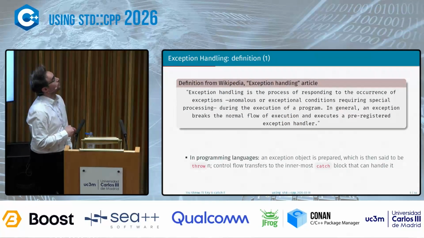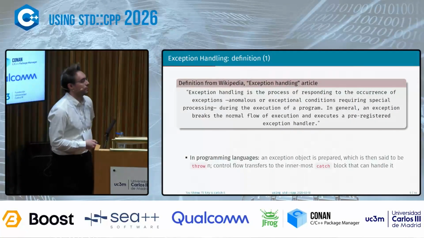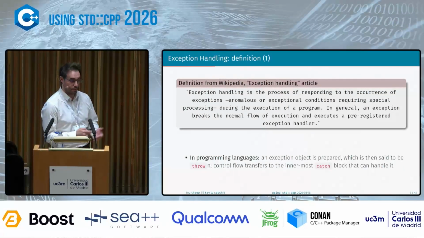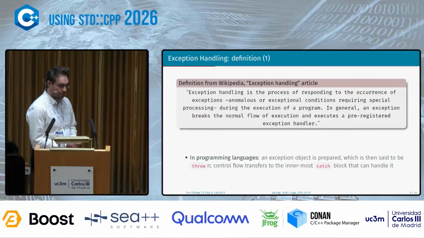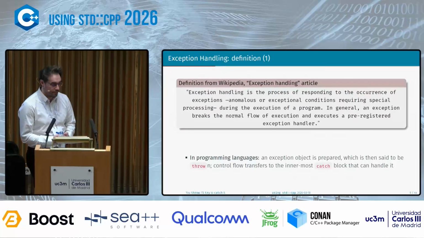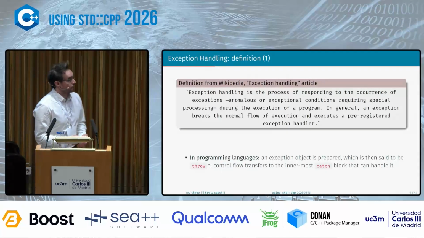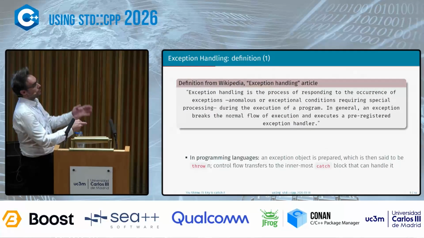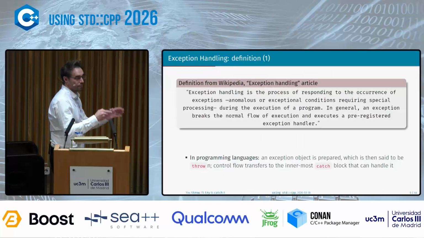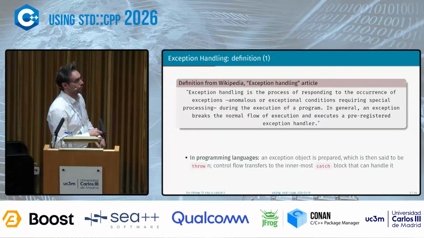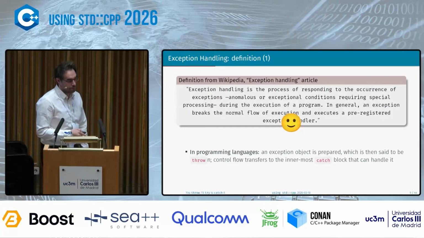So let's start with the introduction. I would like to start with a brief definition from Wikipedia, saying that exception handling is the process of responding to the occurrence of exceptions, that is, the anomalous or exceptional conditions requiring special processing during the execution of a program. In general, an exception breaks the normal control flow of execution and executes a pre-registered exception handler. In programming languages, because there are also hardware exceptions, this is most likely: you prepare an exception object, then you throw it, and then control transfers to whatever catch block manages to claim that exception type. Nothing new, I guess, for the rest of us.